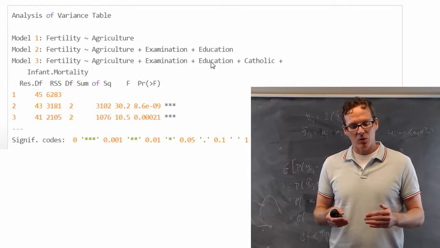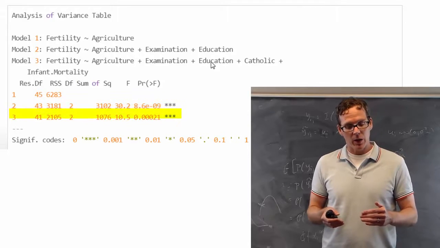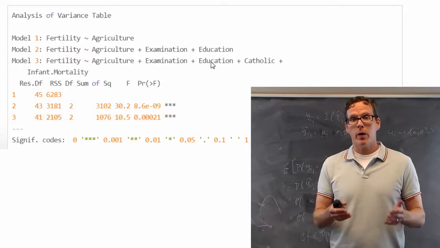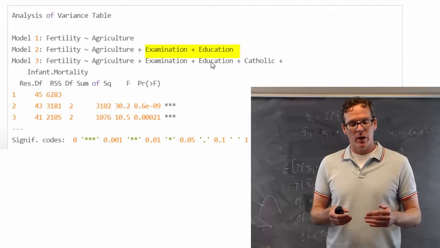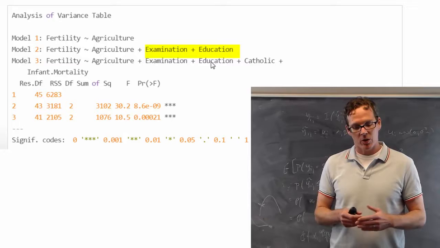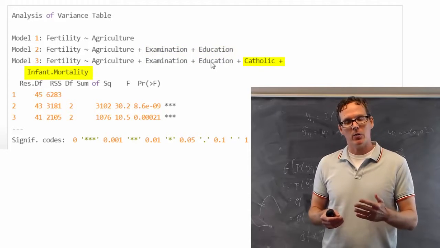So we added 2 parameters in going from model 1 to model 2, that's why that DF is 2. And then we added 2 additional parameters going from model 2 to model 3. So the 2 parameters we added going from model 1 to model 2 is we added examination and education, their 2 regression coefficients. Going from model 2 to model 3, we added Catholic and infant mortality, their 2 regression coefficients.